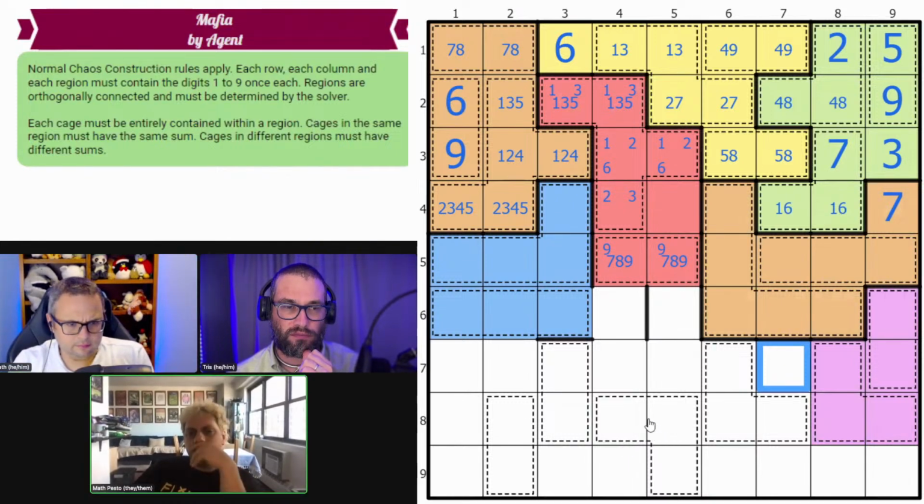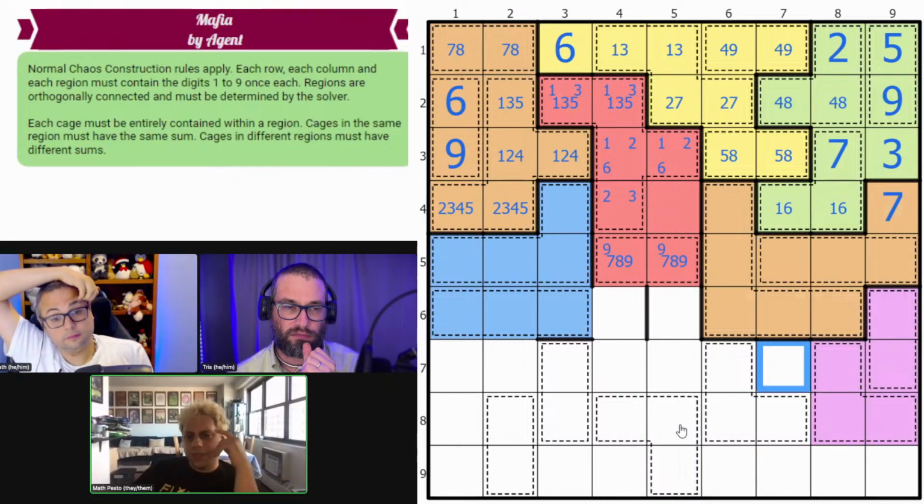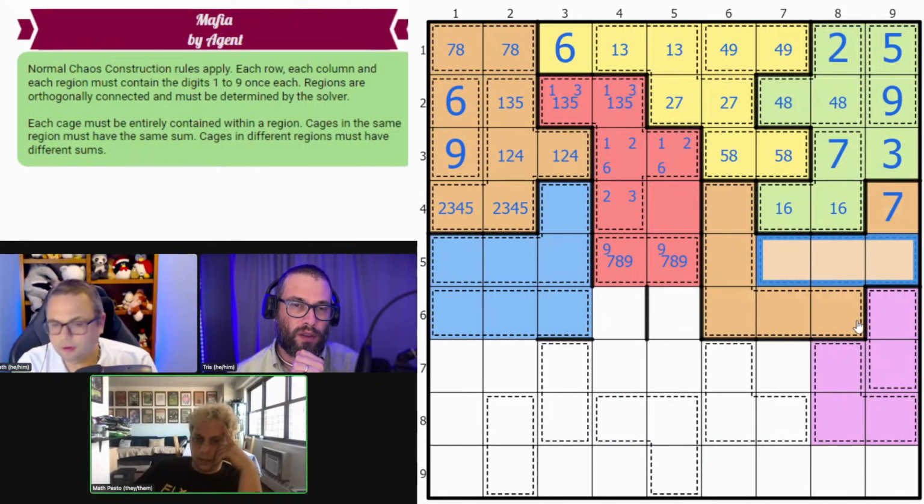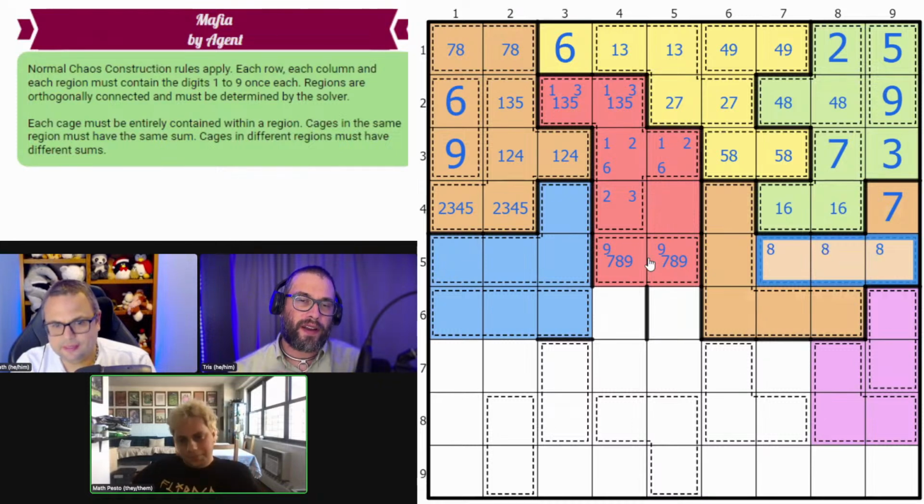Oh, I have something. The 3-cell cage in orange, we said has to sum to 19, but it sees a 7 and it sees a 9. I see. So it has to have an 8 in it. Yeah, so if it didn't have an 8, then it would be at most 6, 5, 4, which is way too small. Which results the total for red is an 8, yes. Yeah.